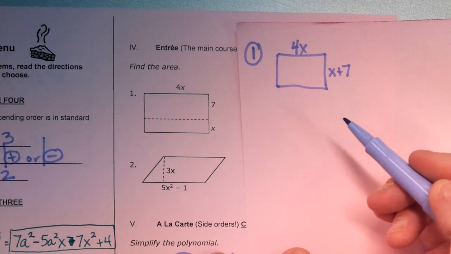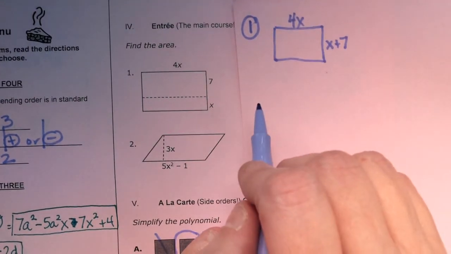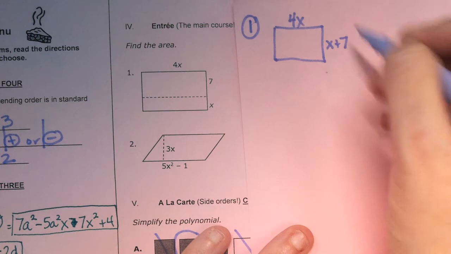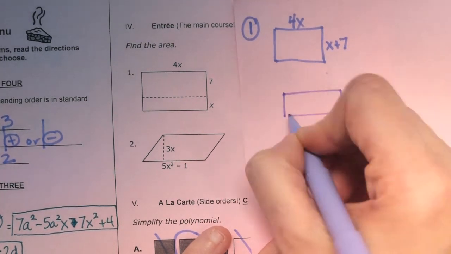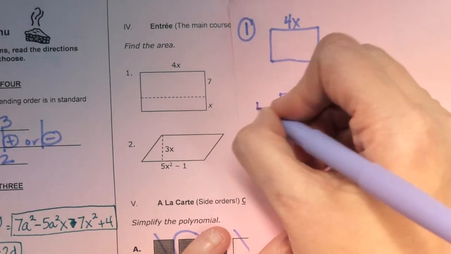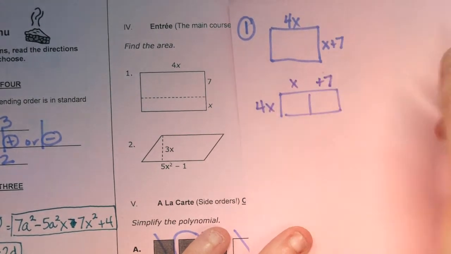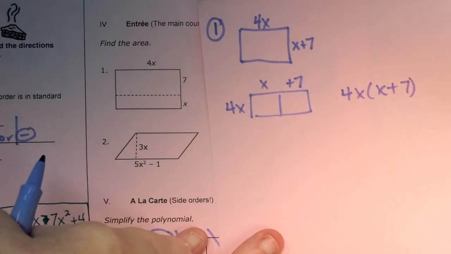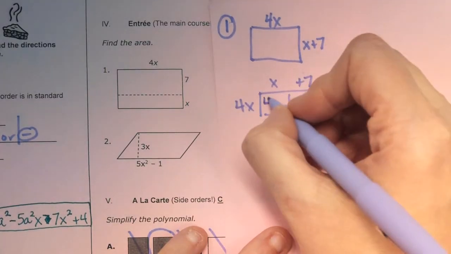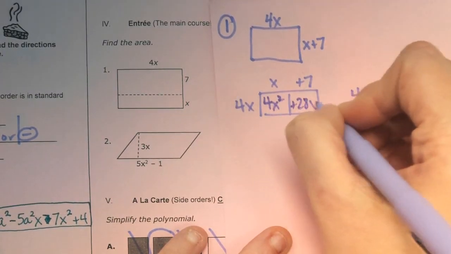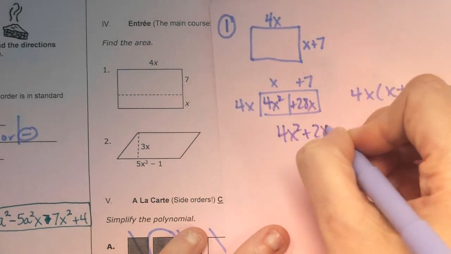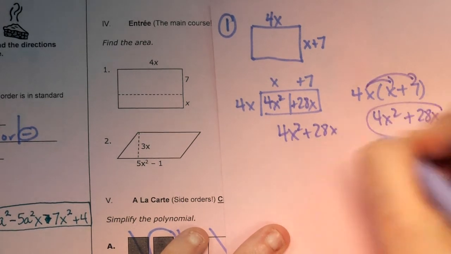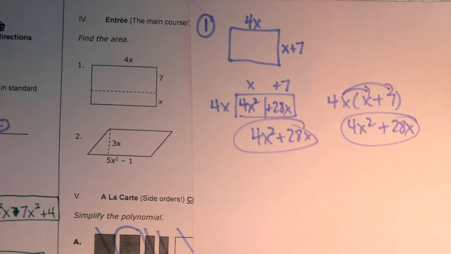So what are you going to write down when you see the word area? Foil or box, right? Now, do I have to use a box for this one? No, but I can, if I want to. Or you could just do this, 4x times x plus 7. Both of these work, okay? Either way you do it works. We get the same answer whichever one we use.